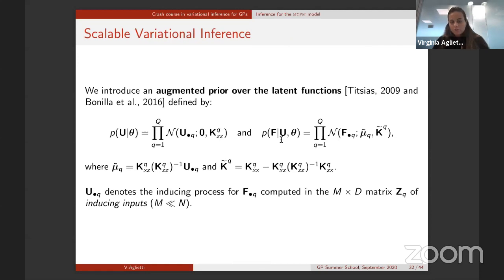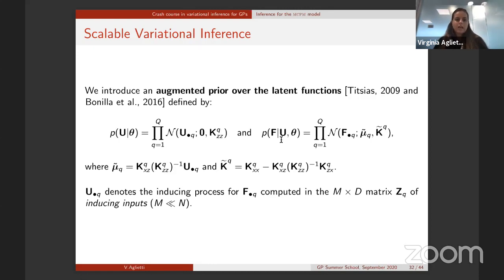So in order to do that, to develop a scalable variational inference framework, we introduced an augmented prior over the latent function. So what is an augmented prior? I believe you saw this morning how you can use inducing points to increase the scalability of GPs.